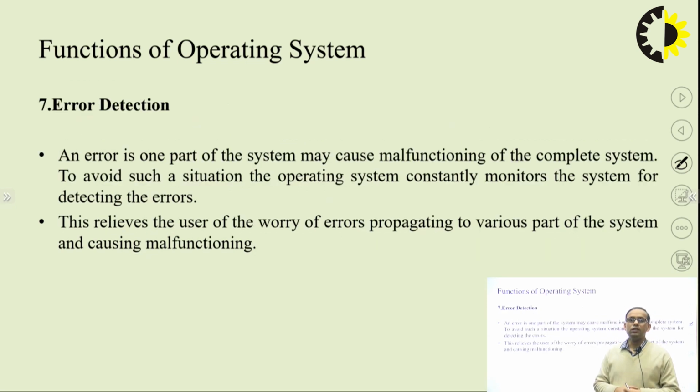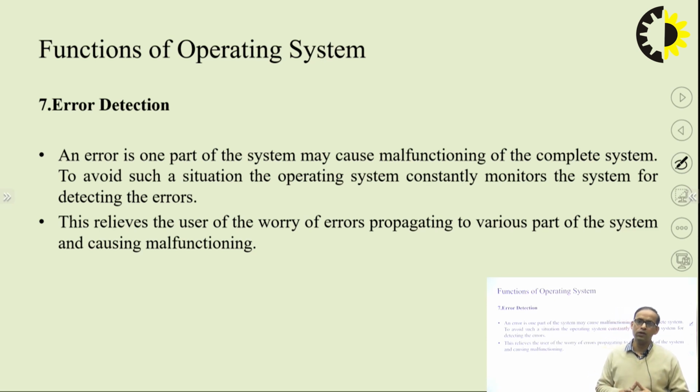Next, the sixth one is error detection. Suppose we are working on our computer system, and during the work there is some kind of error, like a hardware failure, or the unavailability of a required resource or a required file. In that case the operating system provides a suitable error message to the user, so that the user can know the reason behind the error, or why the task is not working. So this is also a task of the operating system.